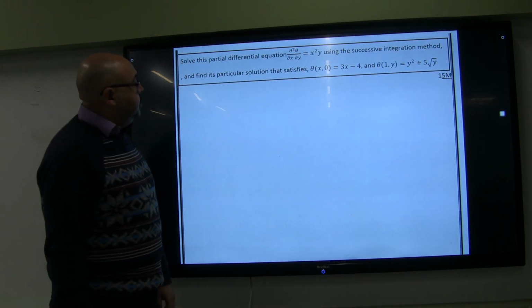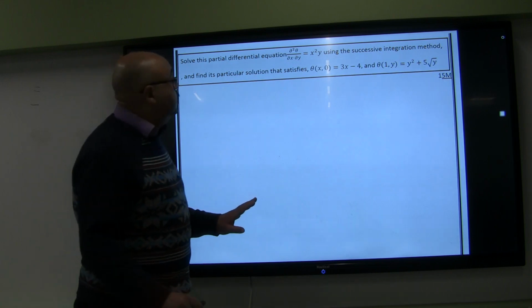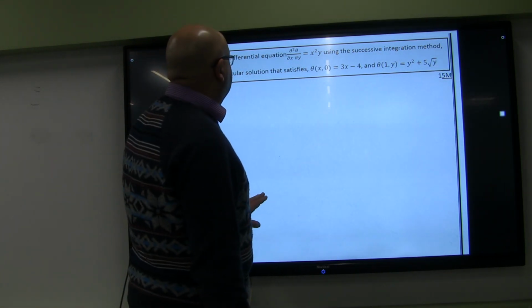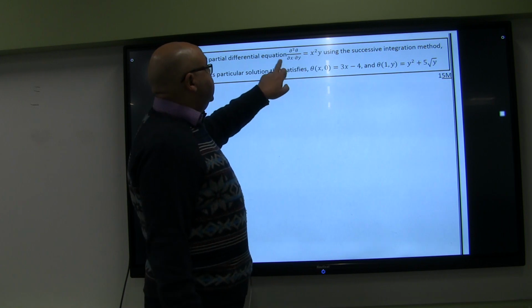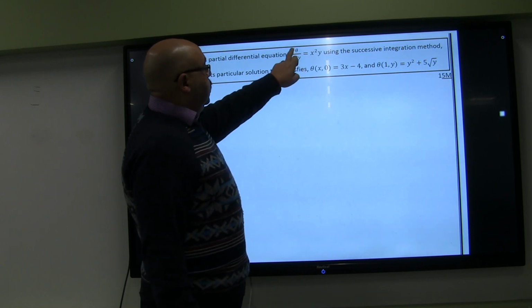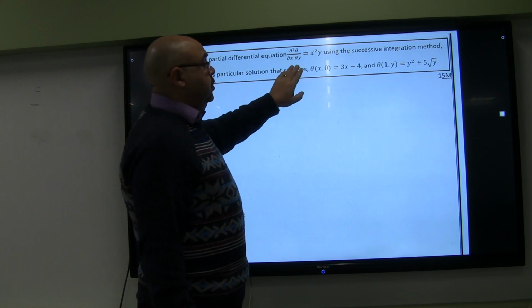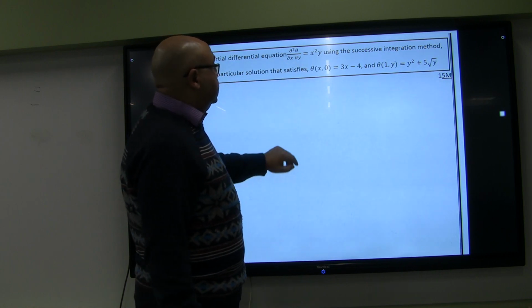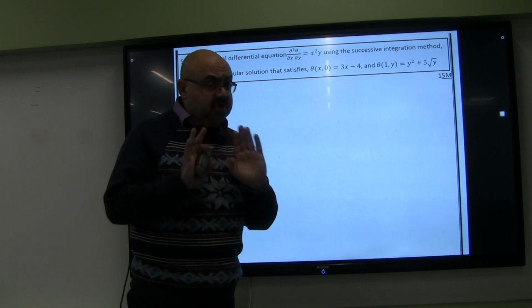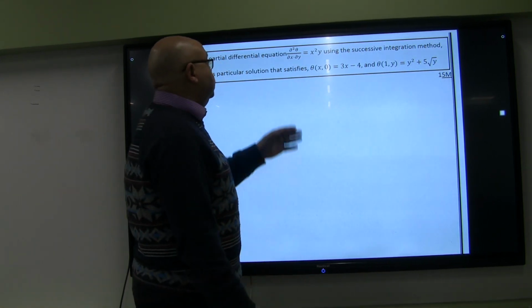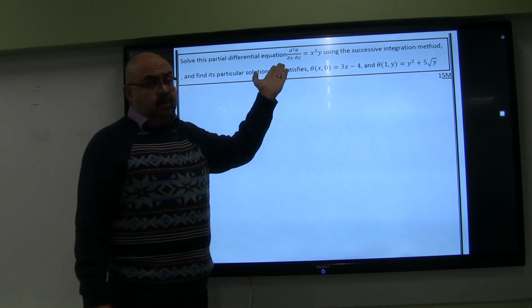The last question is about the solution of a partial differential equation. This problem has ∂²θ/∂x∂y equal to x squared times y, and he's asking you to use the successive integration method. It is giving you the conditions. It's a straightforward problem. I will have to choose which side I'm going to integrate to.